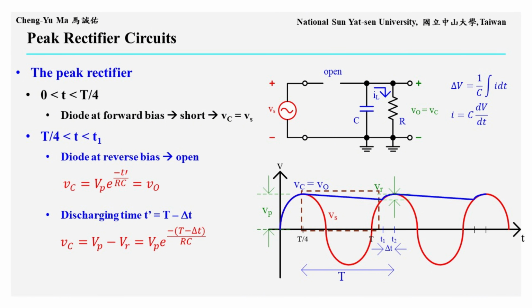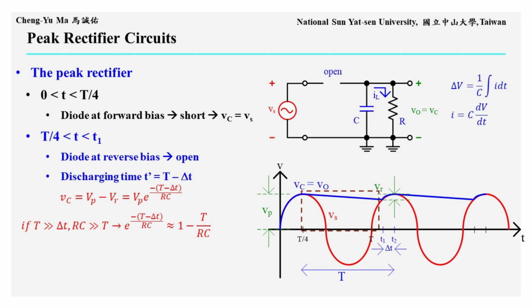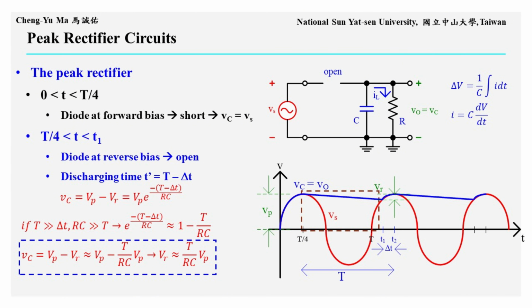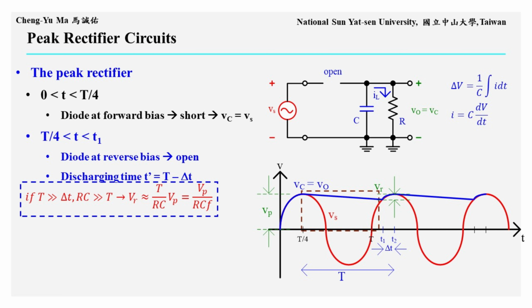In this expression, the quantity t minus delta t is divided by Rc, and the negative of that ratio is inside the exponential term. If the charging time delta t is much smaller than the period t and Rc is much larger than t, then the exponential term can be approximated by 1 minus t over Rc. From this approximation, the ripple voltage Vr is approximately equal to t times Vp divided by Rc. In other words, Vr increases with the signal period and the peak voltage, and decreases when R or C becomes larger. Because the period t equals 1 over the frequency f, Vr can also be written as Vp divided by Rcf.